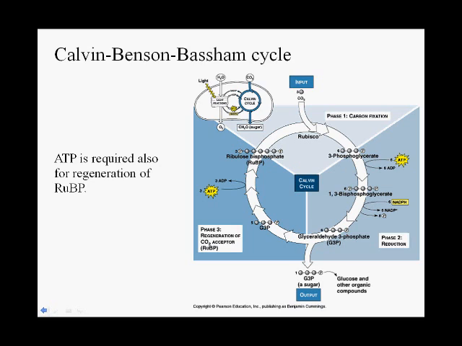So here is the Calvin-Benson-Bassham cycle. Those are the 3 Calvin and his 2 colleagues that worked this out. They won the Nobel Prize for this work. And so here we show the enzyme Rubisco taking ribulose bisphosphate and CO2 as substrates, forming 3-phosphoglycerate. That is phosphorylated to form this 1,3-bisphosphoglycerate, and 1,3-bisphosphoglycerate is reduced to form glyceraldehyde 3-phosphate.